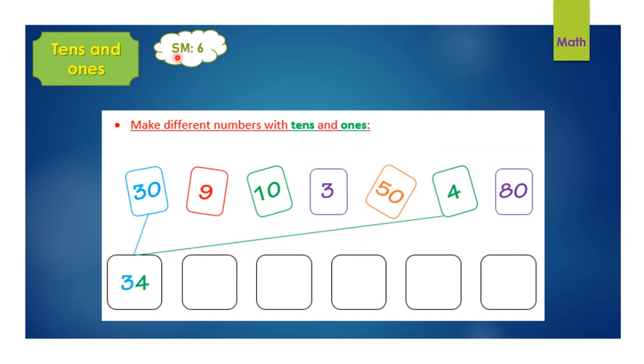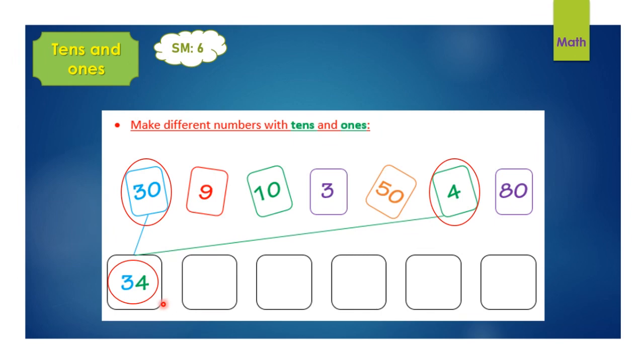Now, let's move to the next part. Back to our supporting material at page 6. The question says, make different numbers with tens and ones. So, can we do it? I'll explain the first one. Here I have some cards. The tens numbers like 30, 10, 50, 80, and the ones numbers like 9, 3, 4. So all I need to do is take a tens number with a ones number. He made the first one for you. He took 30 with number 4 to make 34.